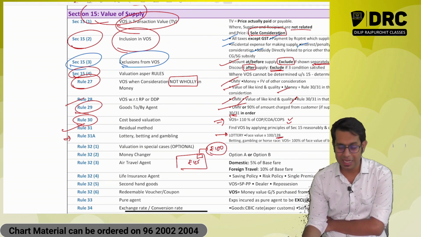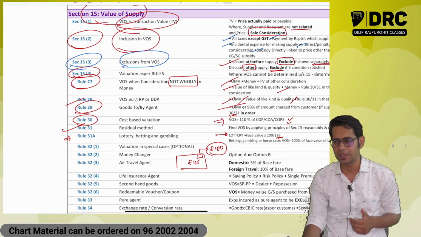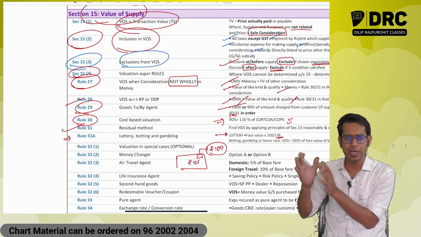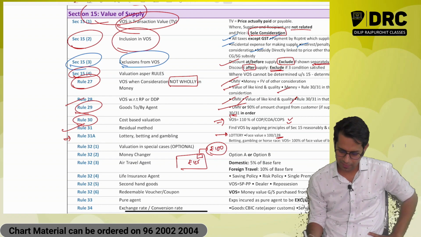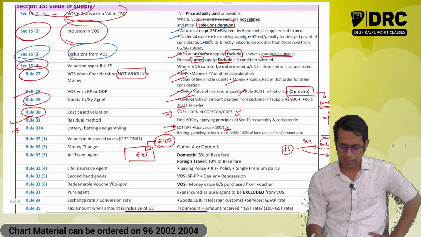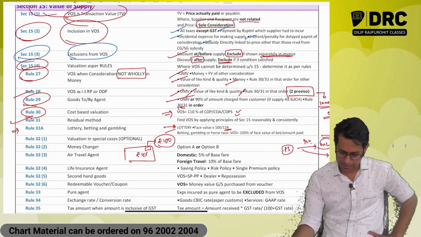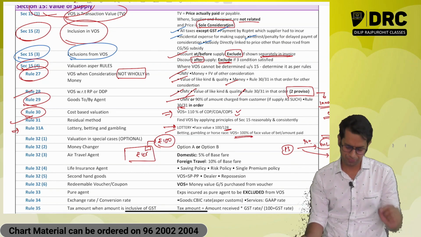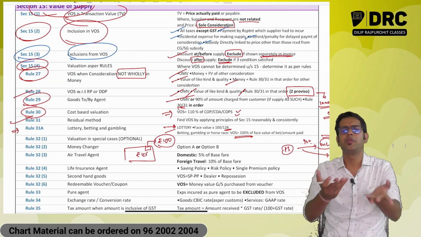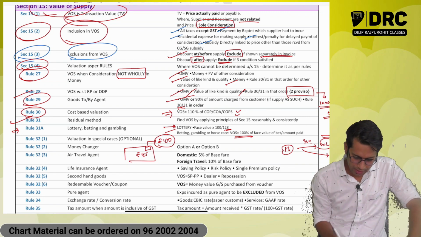So what is the GST rate applicable for lottery tickets, etc.? 28%. So whatever face value of lottery ticket is there into 100 divided by 128 will give you value of supply. Sir, what about betting, gambling, etc.? Value of supply is 100% of the amount paid to the totalisator, which is nothing but the amount of bet which you are putting.